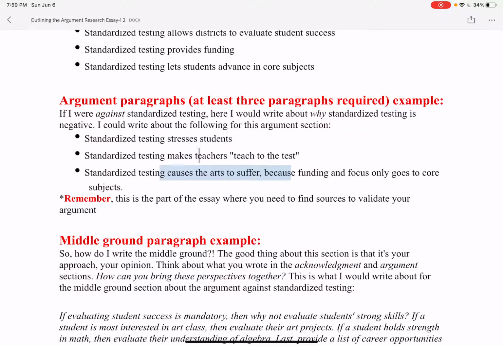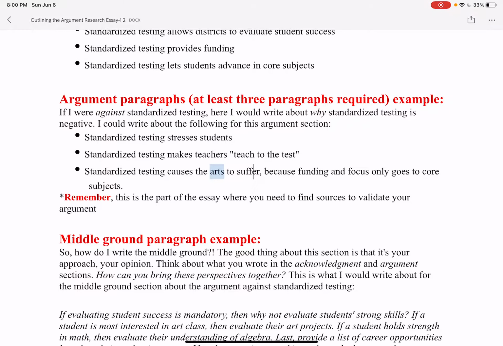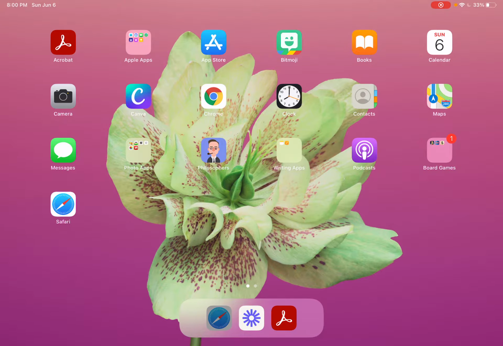That's how I would recommend it. That way you have clear topic sentences too that guide each part of your argument. So I find a source that proves why they stress students out, why teaching to the test is negative for pedagogy and education combined, and why the arts suffer. That's what I would recommend for this part of the essay.